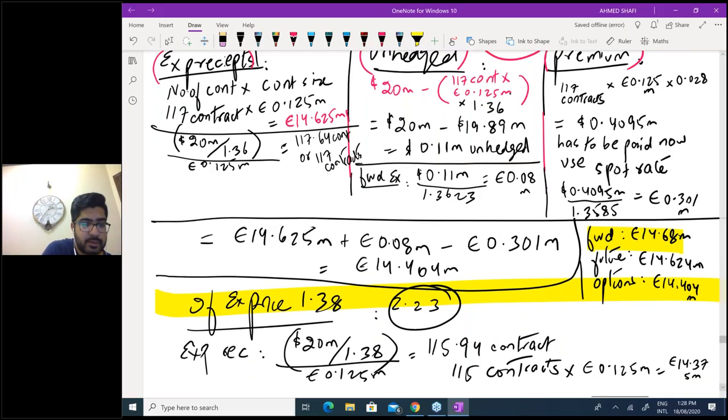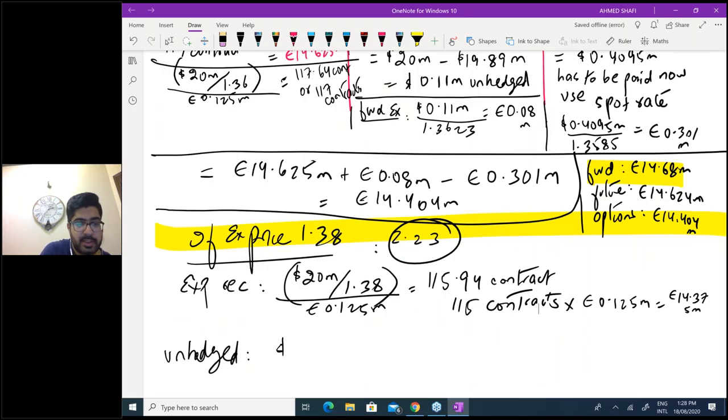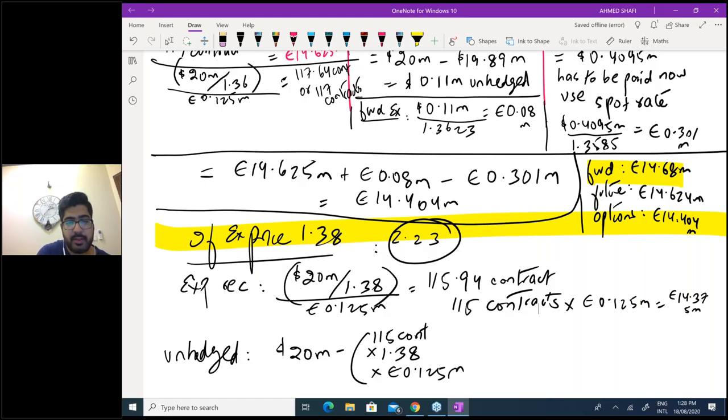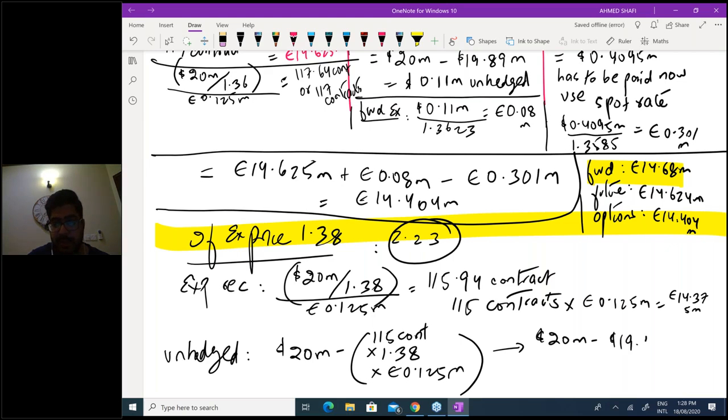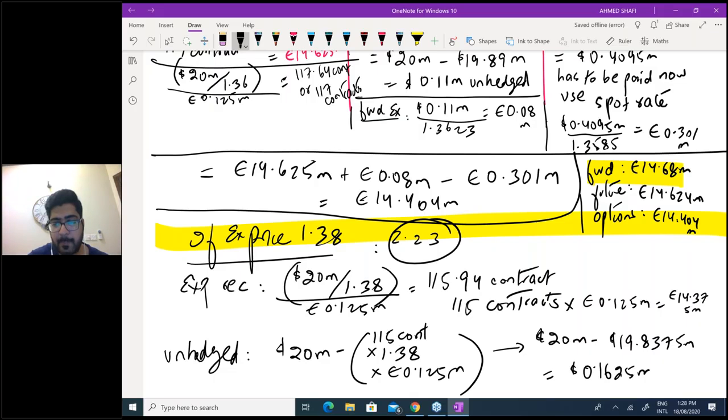Then unhedged. Expected receipts were 20 million, but I was only able to take 115 contracts at an exercise price of 1.38 and a contract size of 0.125 million. So out of 20 million, I was only able to hedge 19.8375 million. So unhedged remains 0.1625 million.